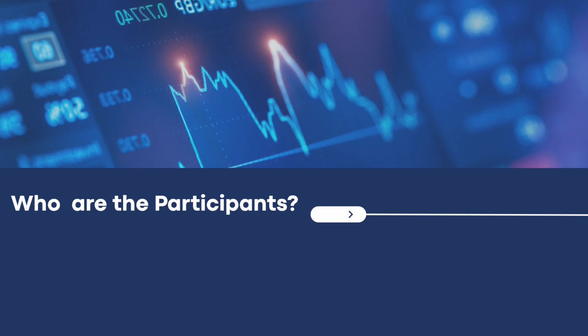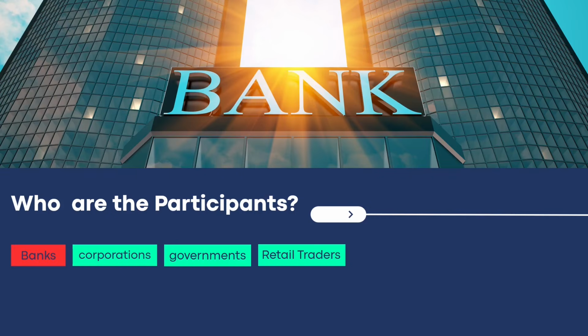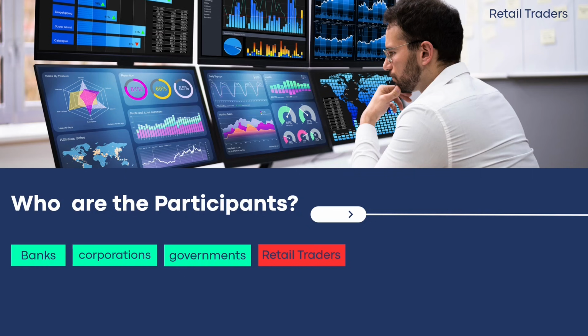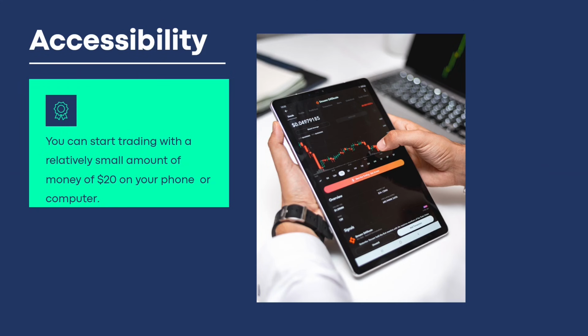Let us look at who are the participants in Forex trading. All right, these are banks, corporations, governments, and retail traders. So the Forex market, as important as it is, the participants of the Forex trading market are the banks, corporations, governments, and retail traders. Accessibility. How can you access the Forex market? We are saying that you can start trading with a relatively small amount of money of $20 on your phone or computer. Meaning that if you have $20 in your account and you want to participate in Forex trading, you can do so using your computer or your smartphone.